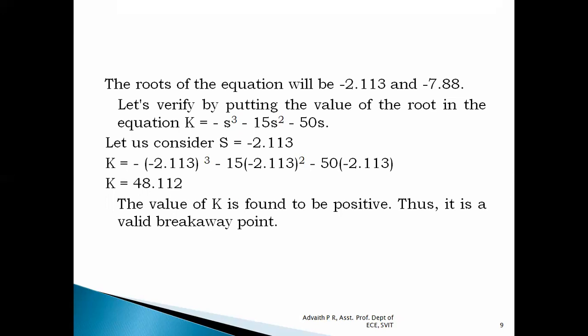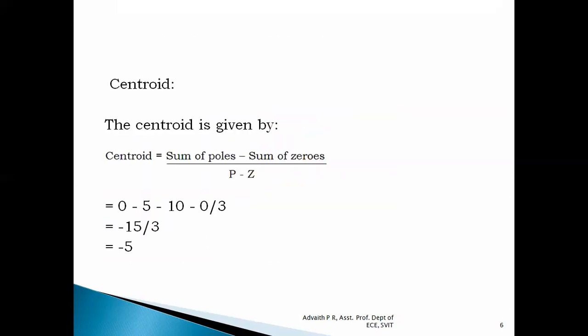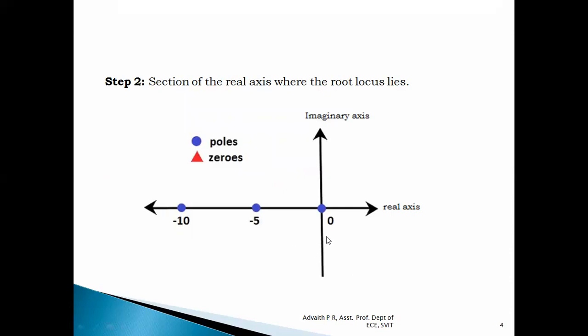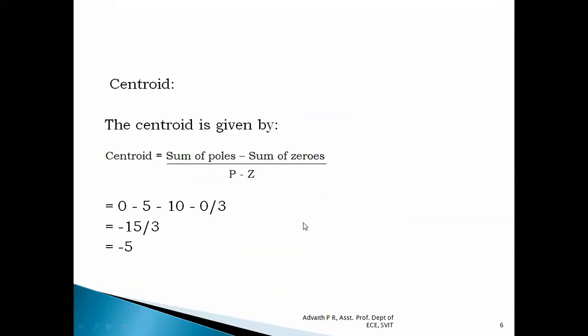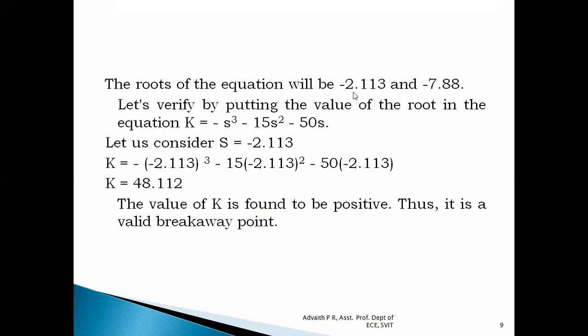If we clearly observe the root locus diagram we have got, the breakaway point should be between 0 and minus 5 only. It should not be after minus 5 because we don't have any path over here. So from that, we can easily conclude that the breakaway point is minus 2.113. But we have to prove that.